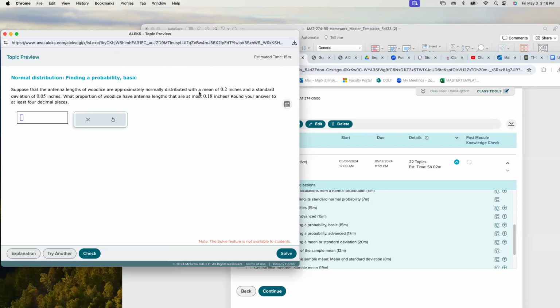But I guess that makes sense. I'm sure that's a bug, and bugs have antennae. Anyway, we have a normal distribution with a mean of 0.2 and a standard deviation of 0.05. So it says, what proportion of these wood lice have antenna lengths that are at most 0.18.